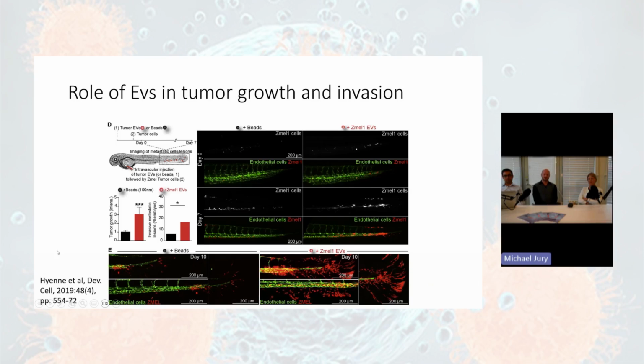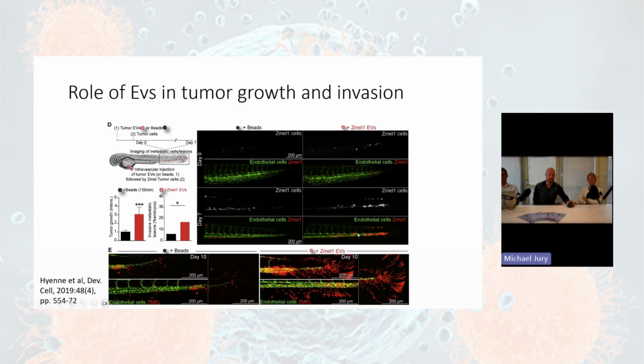This group was also interested in the role of EVs facilitating tumor metastasis, and they developed a zebrafish melanoma model. So these zebrafish melanoma cells were labeled in red and injected into the fish, and then they injected 2 days later either EVs or beads that were just an inert control, basically. And they could show that when you injected the EVs from the same tumor cells, they had a pro-tumorigenic effect, both in terms of growth.